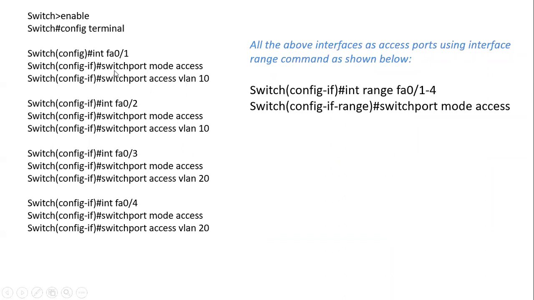The commands to create this VLAN: first go to the interface, then give the command switchport mode access, then give the command switchport access VLAN 10. Similarly for the other interfaces, for FA03 and FA04, you are going to give the command VLAN 20 because these two interfaces belong to VLAN 20.